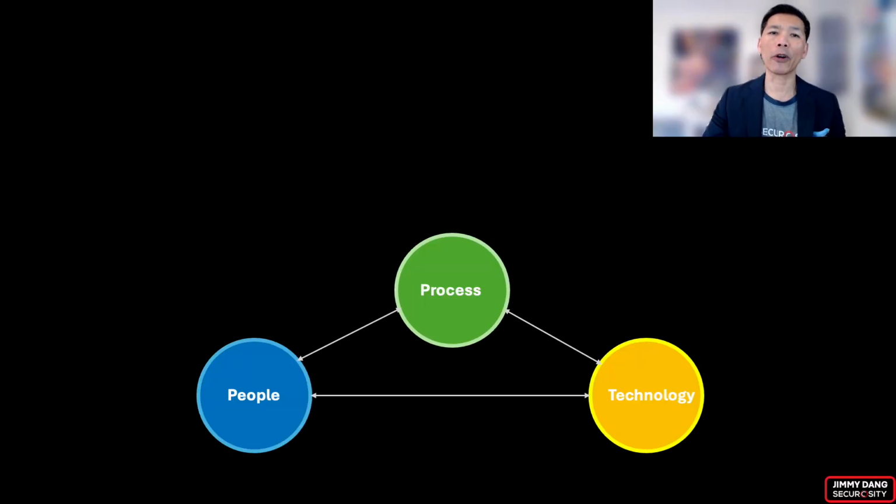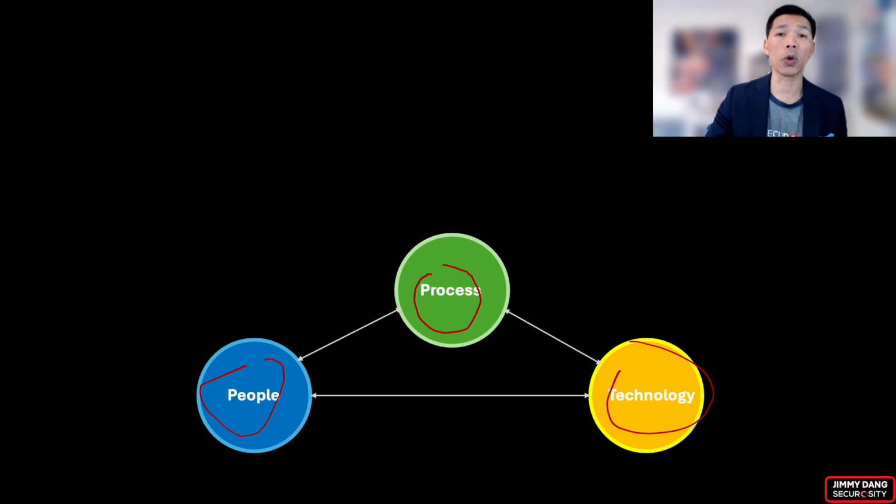Now, you have probably heard of the people, process, and technology framework. It highlights the essential interplay between these three elements in achieving organizational goals. This framework guides leaders in balancing investments in human capital, process improvements, and technological innovations to drive sustainable growth and maintain a competitive advantage in their business.